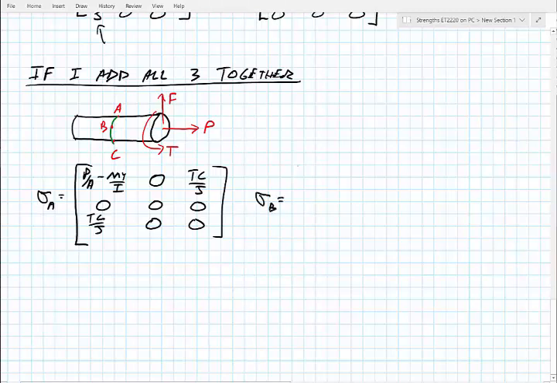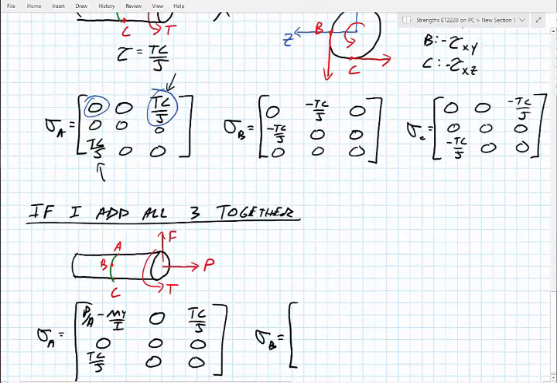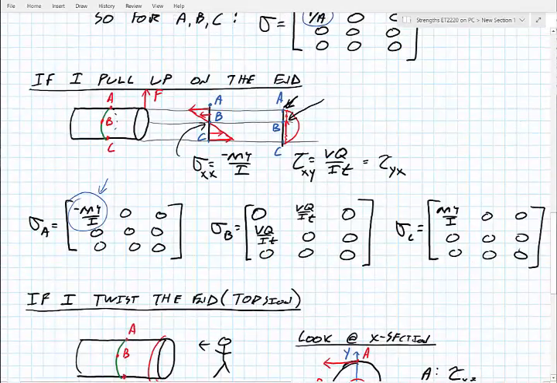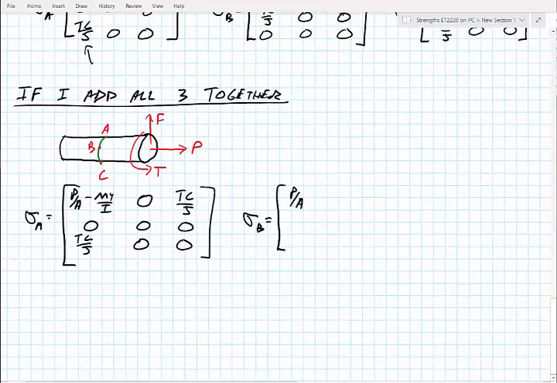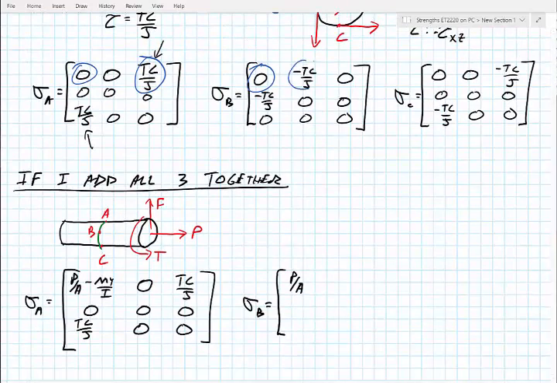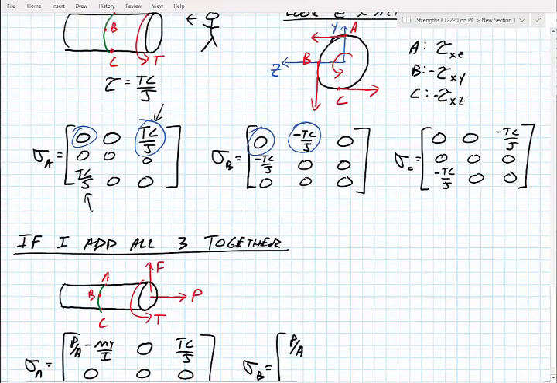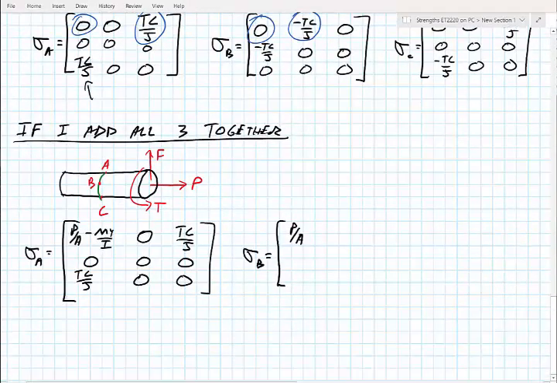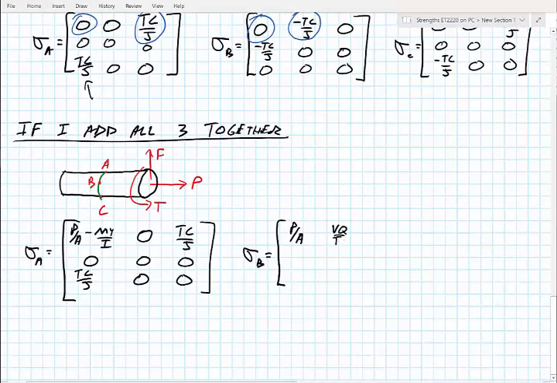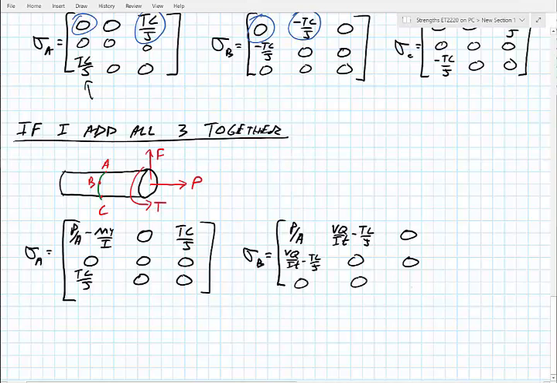For B, same idea, but I don't have anything in my XX direction except for a P over A. So down here, all I have is P over A. However, when it comes to my second position over here, I have a TC over J due to that torsion, and then a negative TC over J, and then I also have a VQ over IT. Now notice one is positive, one's negative, meaning they're going in opposite directions. So I have to keep that straight. For my second little bit here, I have VQ over IT minus TC over J. Then I have 0. And then I need the reciprocal of that down here. So I have VQ over IT minus TC over J. 0, 0, and then 0, 0, 0.